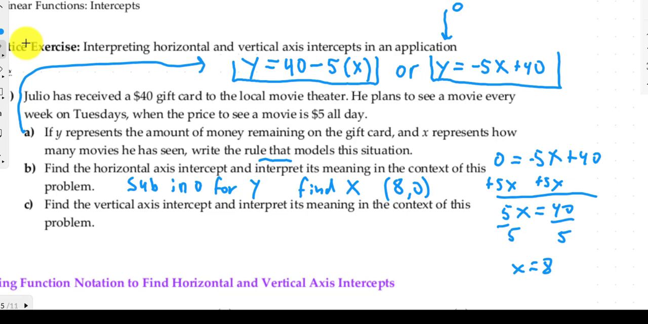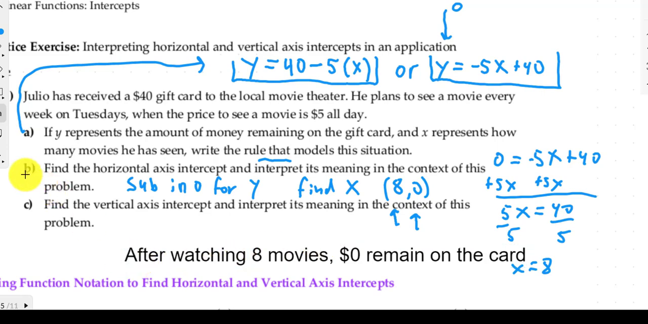Well, if X represents movies, and Y represents the value remaining on the card, we could say, and maybe I'll type this up using the typewriter tool. So I typed it in. For problem B, I just want to make sure you realize this is problem B, not C. After watching 8 movies, $0 remain on the card. Because remember, X represents the number of movies and Y represents the value on the card. So if I see 8 movies at $5 a piece, $0 will be left on the card.